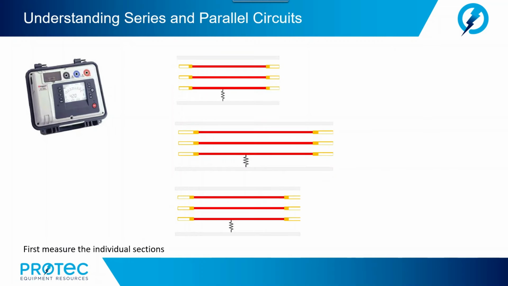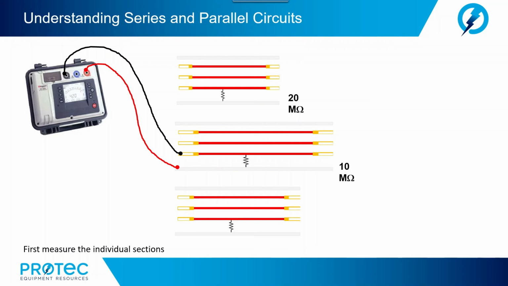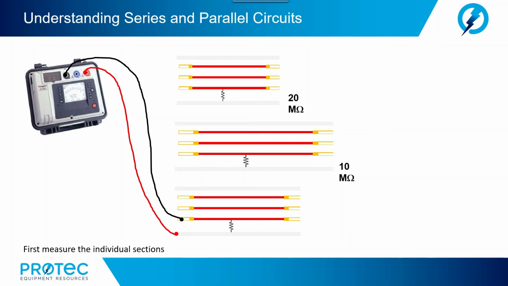So, in the example that I laid out, let's say that we have 3 sections of a busway. And initially, for inspection, we're going to measure each individual section. So, we connect onto section 1, and let's say we get a measurement of 20 megohms. We connect onto section number 2, and let's say we get 10 megohms. And finally, we measure section 3, and perhaps we get another 20 megohms. So individually, separate pieces, we have 20 megohms, 10 megohms, and 20 megohms.